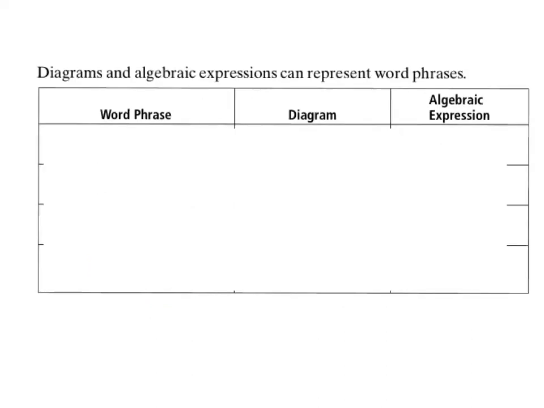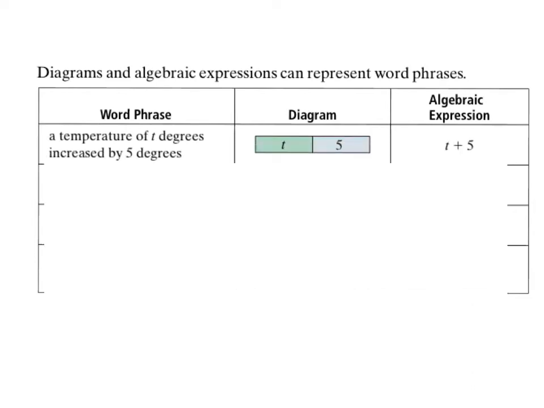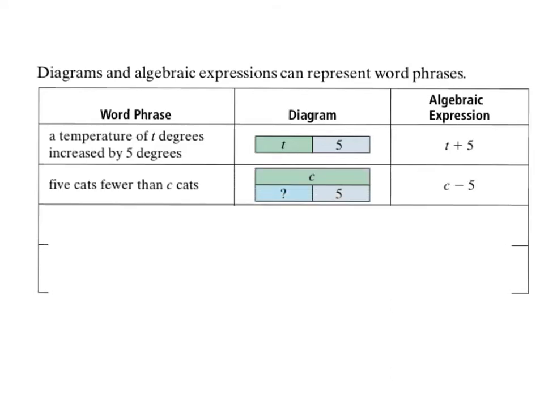Diagrams and algebraic expressions can represent word phrases. So if we look at the word phrase, a temperature of T degrees increased by 5 degrees. That would be some temperature we don't know in the diagram, plus 5 more. So for an algebraic expression, that would become T plus 5. If we look at 5 cats fewer than C cats, our total on top is C for the total number of cats, then the amount we don't know plus 5, or minus 5. So our algebraic expression would be C minus 5.